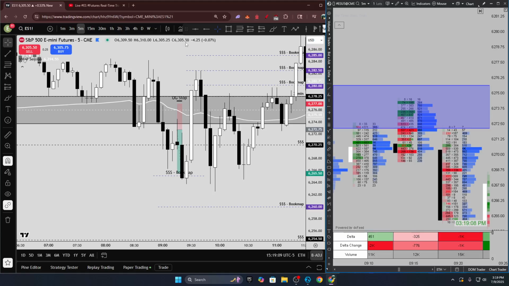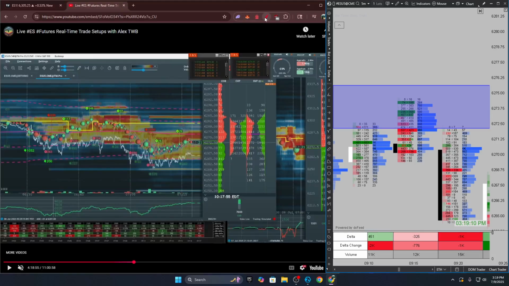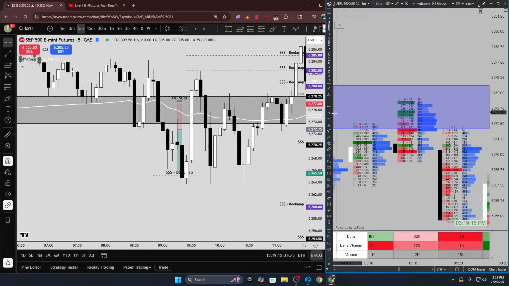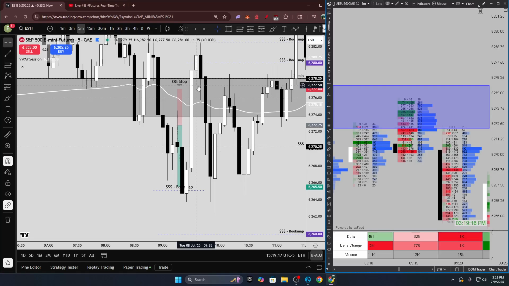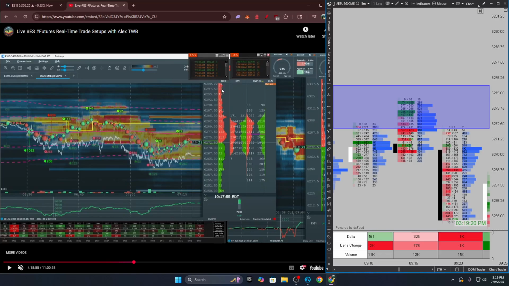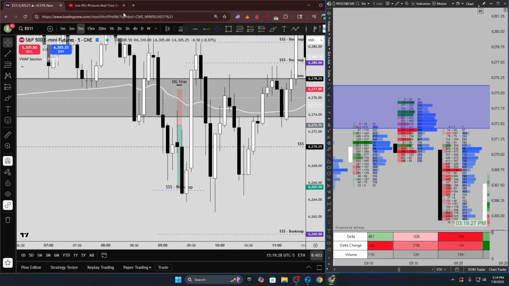We saw the reaction, entered in short. Where would we place our stop? Right above this passive selling liquidity, right at, or is it 77.5? So right at this level right here. And honestly worked out pretty well. And as you can see, that was our OG stop.